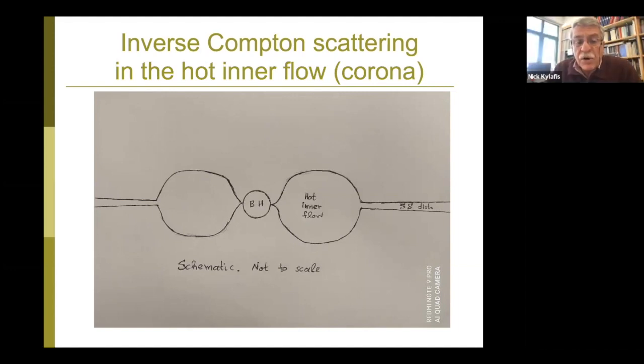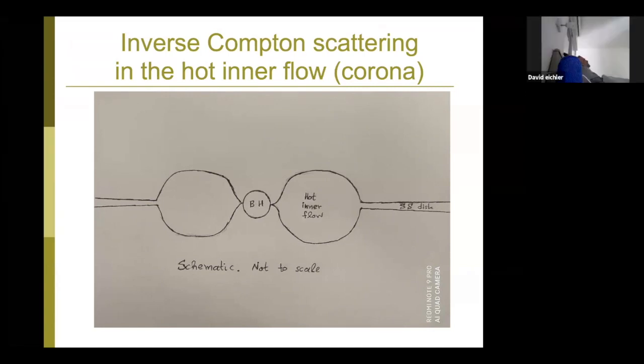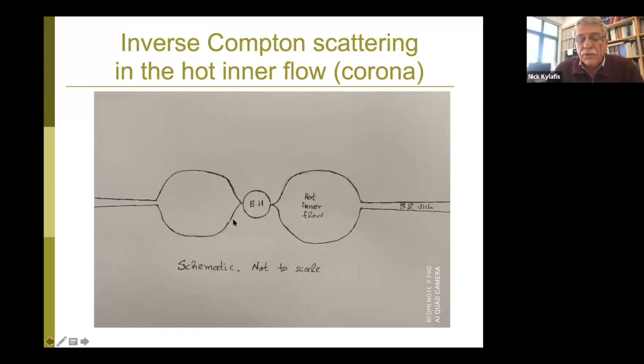The electrons in the hot inner flow have a temperature of tens of keV to 100 keV. And this comptonization produces a power law up to about the temperature of the electrons. So the temperature of the electrons is inferred indirectly, from where the power law cuts off. And what about the ions? How hot are they? Oh, well, 2 orders of magnitude more. Okay.